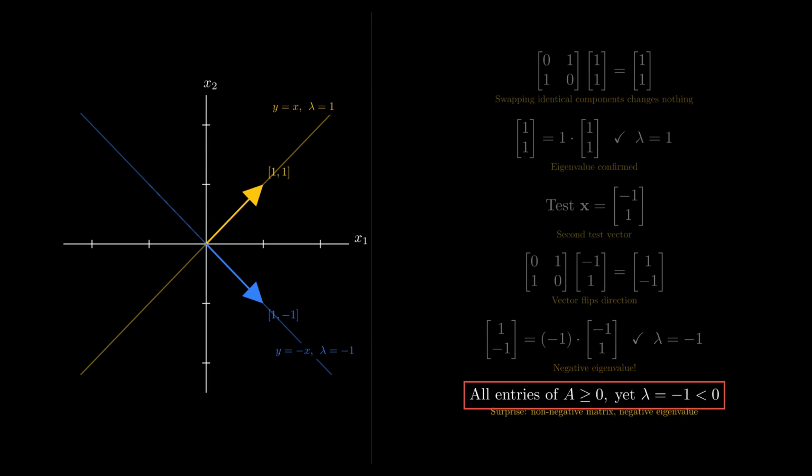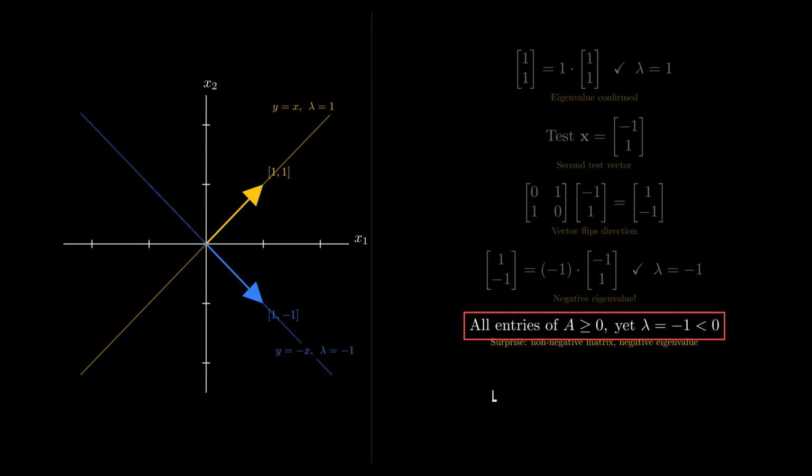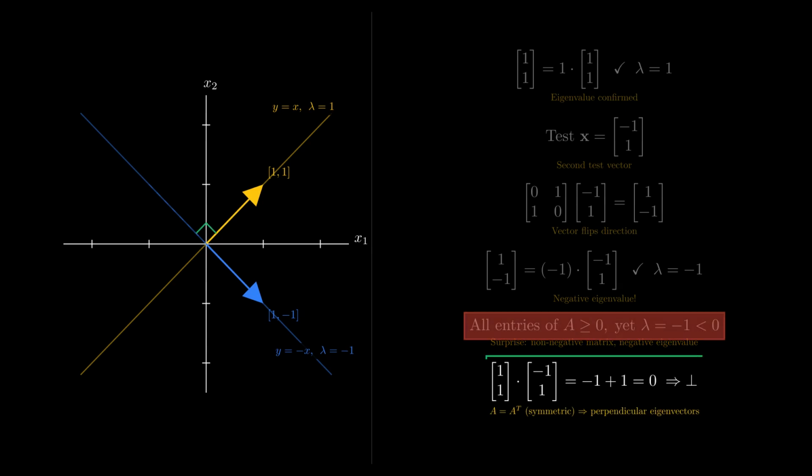Here's a surprise. Every entry of A is non-negative, yet one eigenvalue is negative. Also notice that these two eigenvectors, 1, 1 and negative 1, 1, are perpendicular to each other. Their dot product is 0. Right? This is a consequence of A being a symmetric matrix.